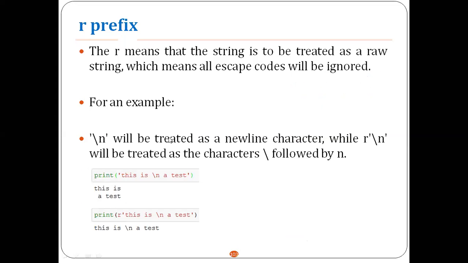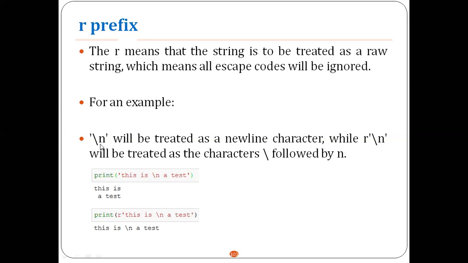And there is something called the r prefix. We learned it in the last example at the beginning of the meta characters. R is used to specify a raw string. R means that the string is to be treated as a raw string, which means all escape codes will be ignored instead of being considered as escape codes. We have some escape sequences, right? Backslash n, backslash c, backslash b, backslash t. Those escape sequences or escape codes have to be ignored if I treat it as a raw string. So r means that the string is to be treated as a raw string, which means all escape codes will be ignored.